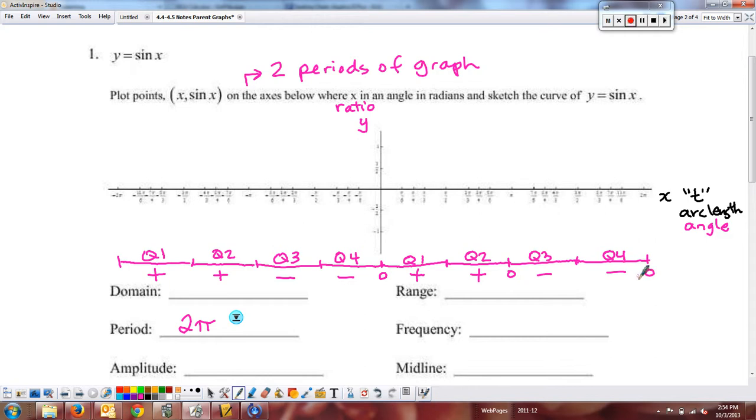When your y value is 0, what do we have on the graph? You have basically an x-intercept, because the x-intercept is where your y value is 0. These are all the inputs for which your y value, your sine ratio, is going to be 0. So we have x-intercepts in all of these locations.